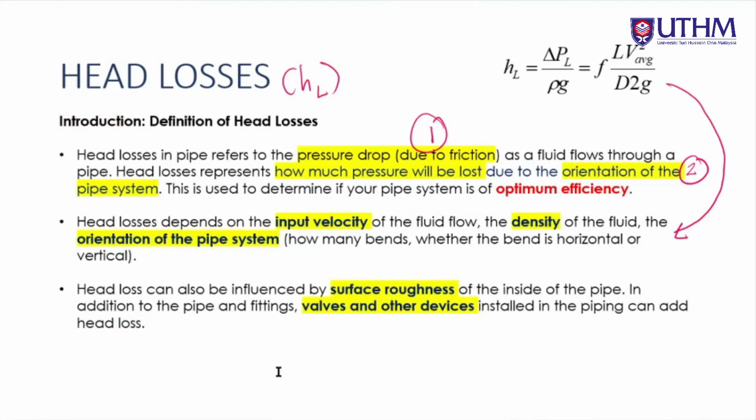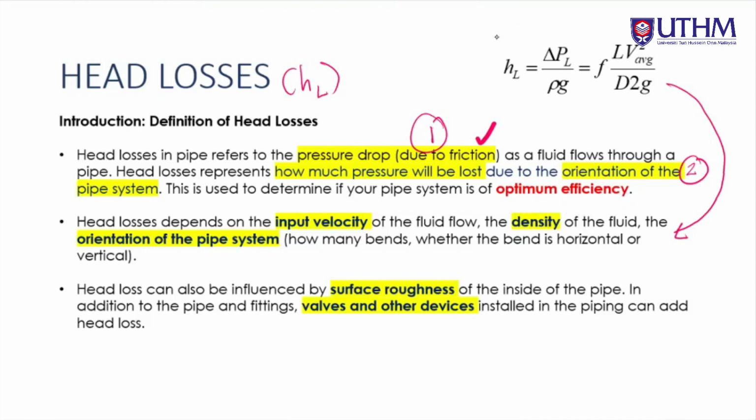Okay, so this is a bit of a definition on head losses. Head losses in pipe refers to the pressure drop, especially due to friction. Yang ni yang macam kita dah sentuh tadi sebenarnya. As a fluid flows through a pipe, head losses represent how much pressure will be lost due to the orientation of the pipe system. And this is used to actually determine the optimum efficiency of the pipe system.